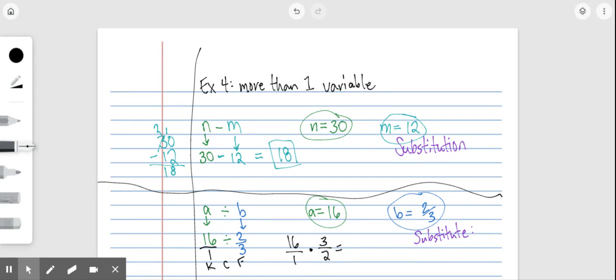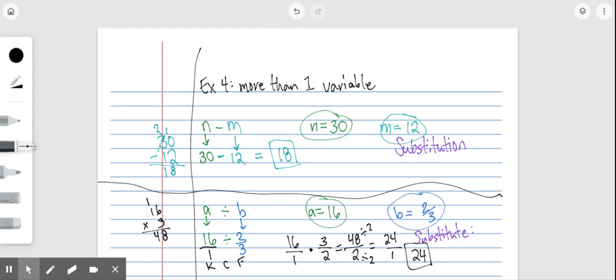16 times 3, I don't know, so I'm going to do 16 times 3. 3 times 6 is 18, carry the 1. 3 times 1 is 3, plus 1 is 4. So this should be 48 on the top. And 1 times 2 is 2, so 48/2. And I can reduce that by dividing by 2 on both sides. Divide by 2. And I get 24/1, or 24. So the solution is a divided by b equals 24 when a equals 16 and b equals 2/3.